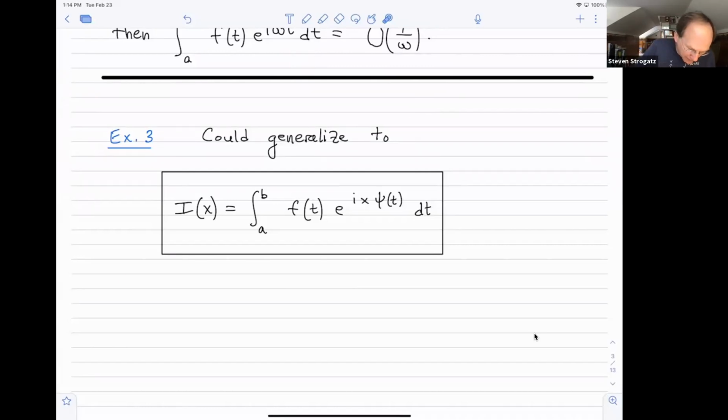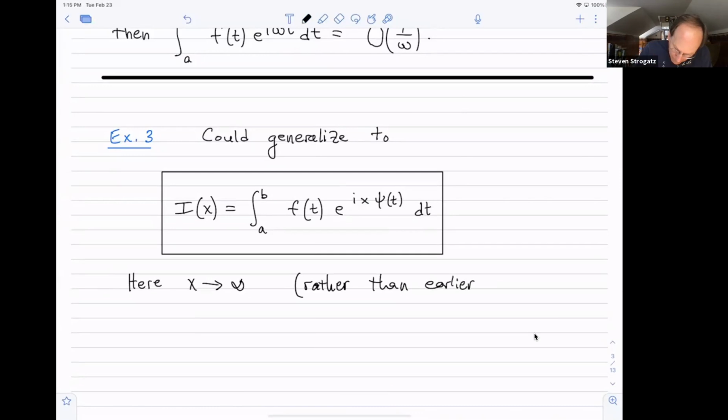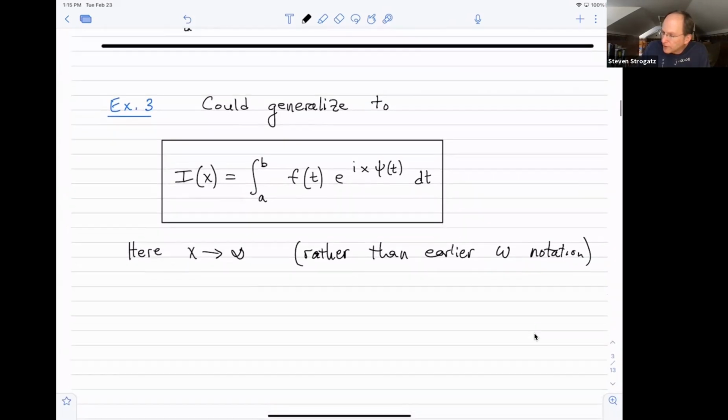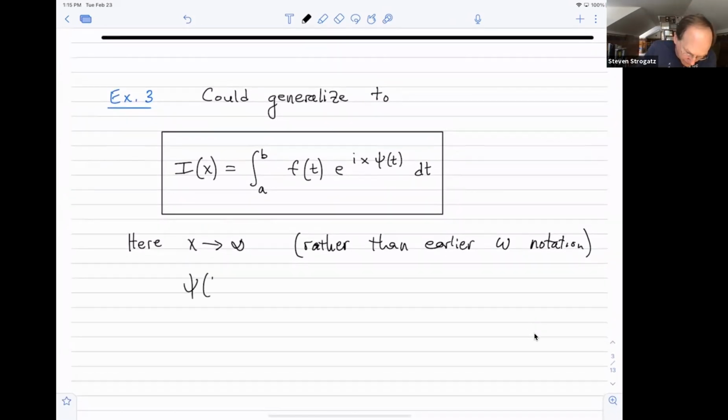So here we're supposed to be thinking of x going to infinity. And I'm using the notation we've been using throughout the course, that x represents our large parameter, whereas a few minutes ago I was calling it omega. So rather than thinking of this as a large omega, the earlier omega notation. And I'm also going to use psi of t, which generalizes the earlier t.